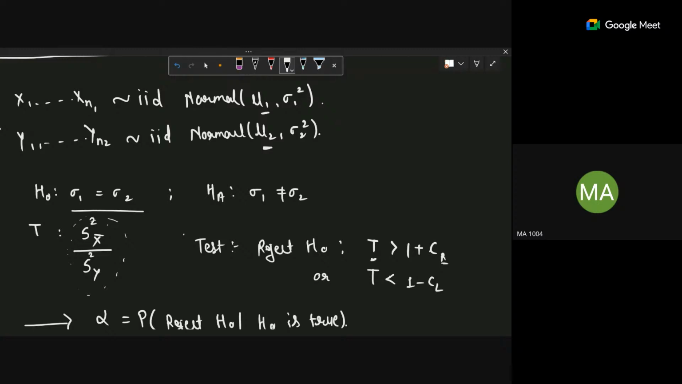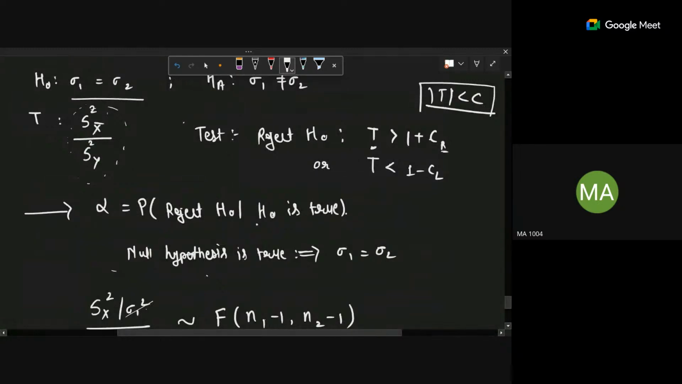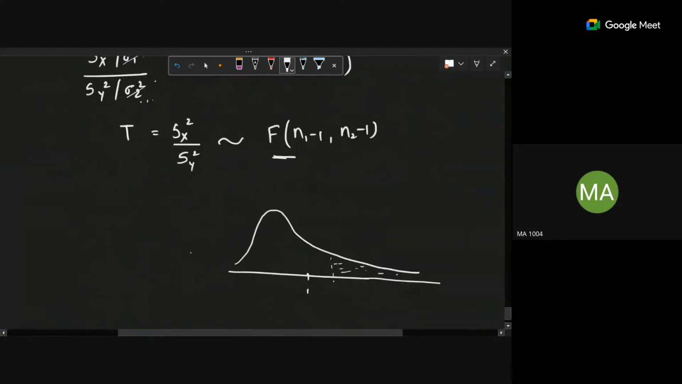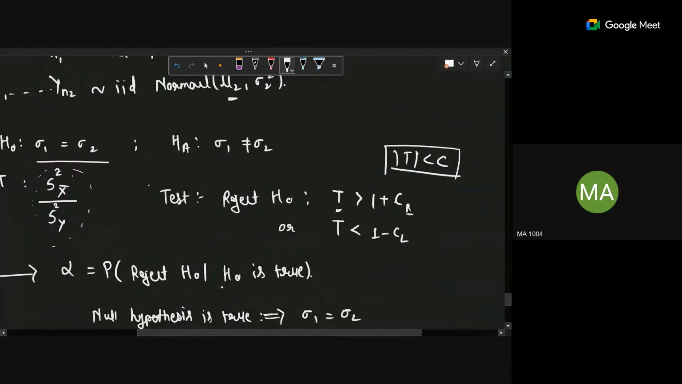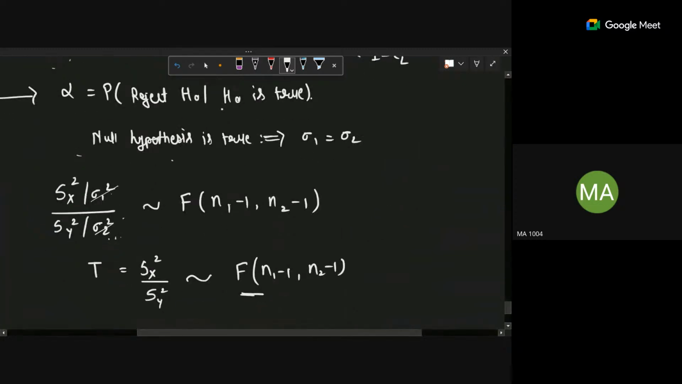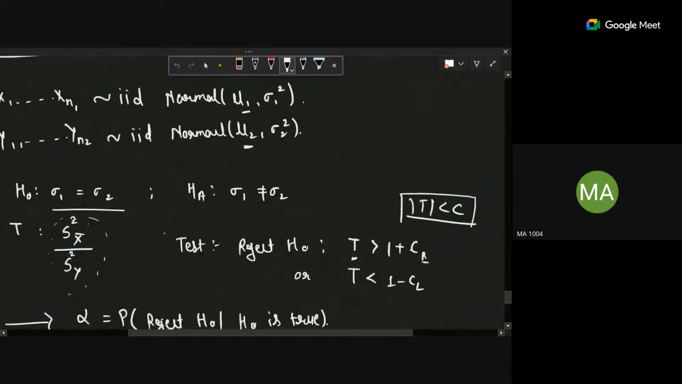So if you want to take a two-tailed test, then take both the limits, instead of taking modulus T less than C. If you are in the one sample test, which we discussed before this, in that case you can have modulus T less than C because they are going to follow a normal distribution. They are symmetric about a central value, generally the mean. But whenever it's about the F distribution, it's not symmetric, so be careful with it. You can have your limits greater than 1 plus CR and or less than 1 minus CL. CR and CL are again critical values. Based on that, you will decide whether to accept or reject the null hypothesis.